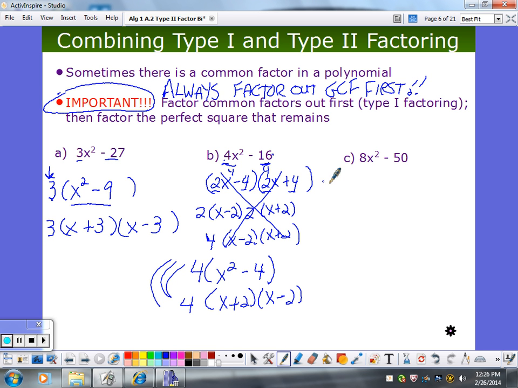All right, let's try this guy. Is there a greatest common factor? No. Yes. No, I'm on C. I'm on C. Is there a greatest common factor? If so, what is it? It is 2. Let's see what's left. Divide that by 2.